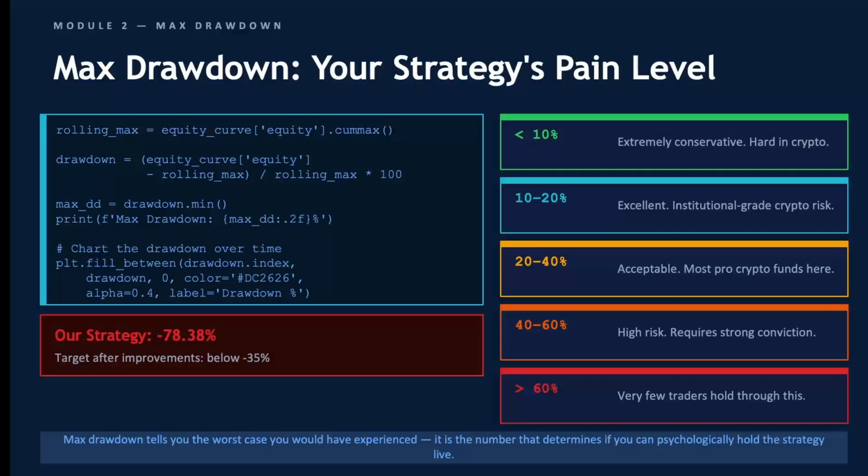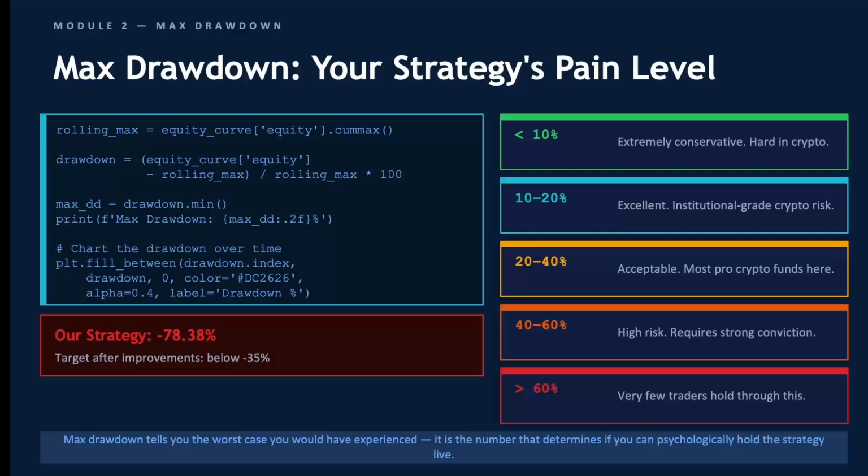And here is how to calculate it properly, not just as a single number but as a full drawdown series so you can chart it. Our strategy's max drawdown of negative 78% happened during a sustained BTC downtrend where our short positions were not firing correctly, and this is the number we are going to attack with position sizing.